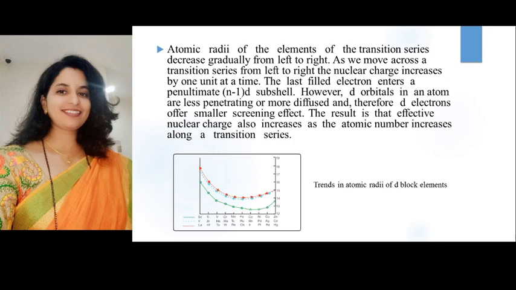And moving towards the end of the series, when electron pairing takes place in more and more of the d orbitals, the repulsive interaction between the added electron in each orbital is more than the attractive force due to the increase in the nuclear charge. Hence, the orbitals slightly expand and atomic radii marginally increase.